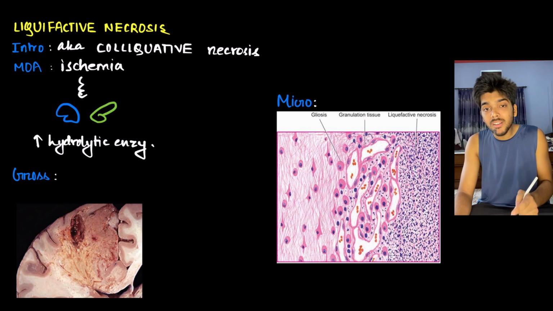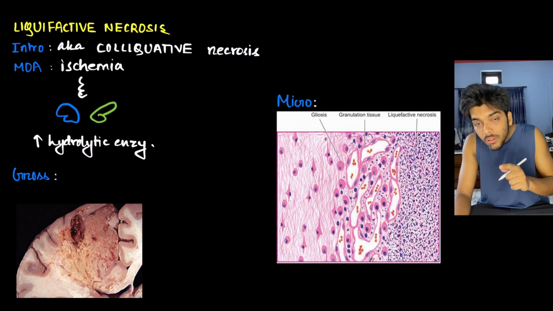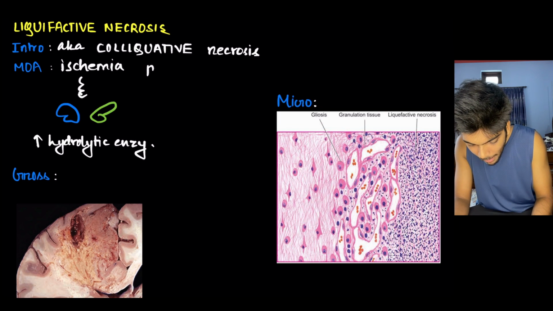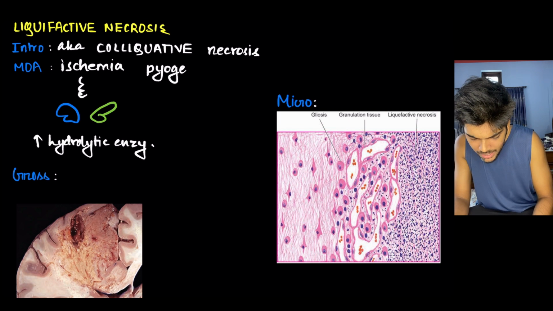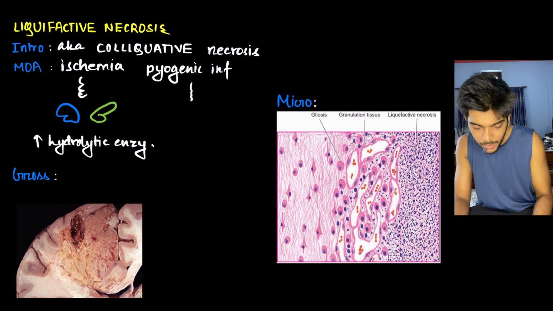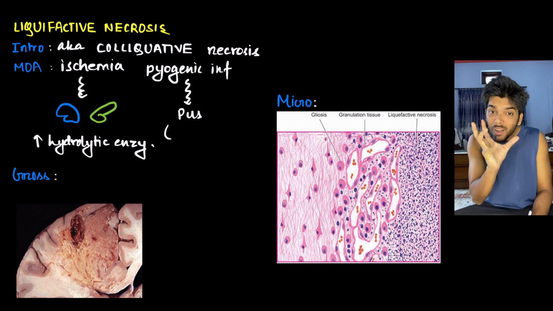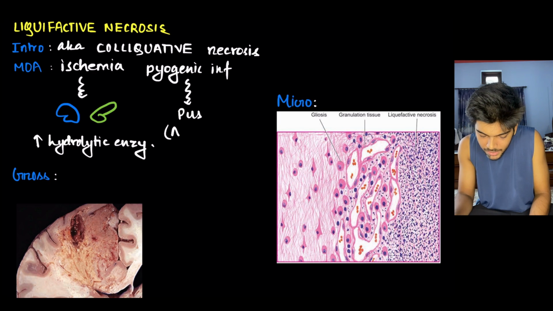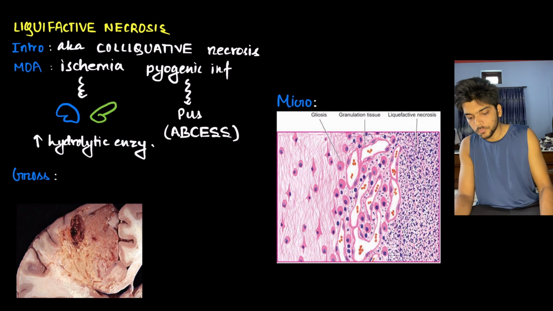So this pus that I'm talking about is also an area of liquefactive necrosis. A pyogenic infection is nothing but an infection that leads to the formation of pus. Again, let's make it more wavy. Okay, now there is pus formation. And when pus is localized in a specific area, that is an abscess. Localized pus is abscess. This is where you can see liquefactive necrosis as well.